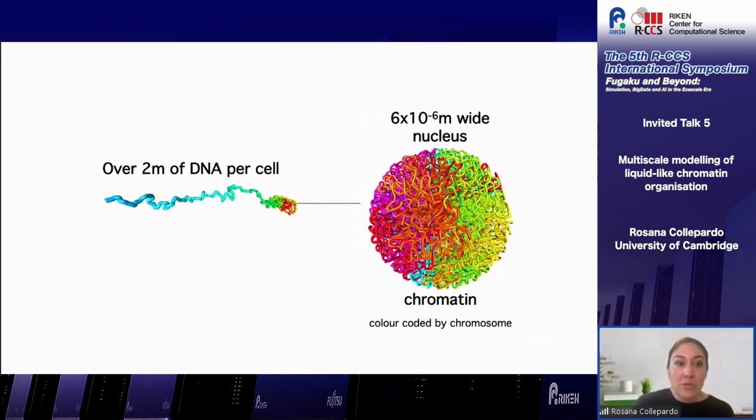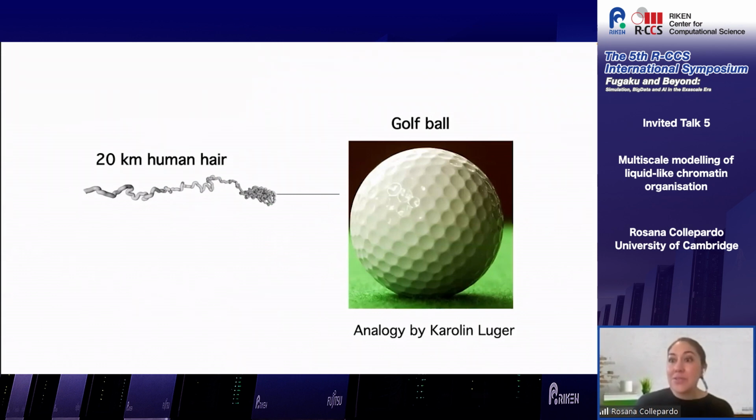Just to put this in context, let me share an analogy that I really like about what this problem entails. Imagine that you take one of your hairs, a human hair, so imagine how thin that is. And now imagine that the hair is 20 kilometers long, and you try to compress it enormously in order to fit it inside a golf ball. And not only that, but the cells also face the challenge of looking for a precise region of your hair while the hair is still inside the golf ball. So it's quite a difficult problem.